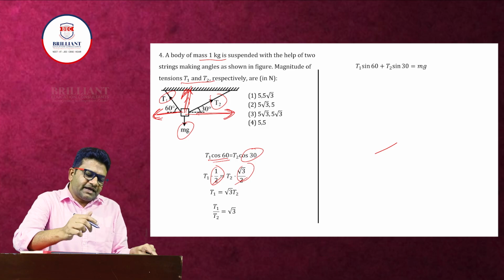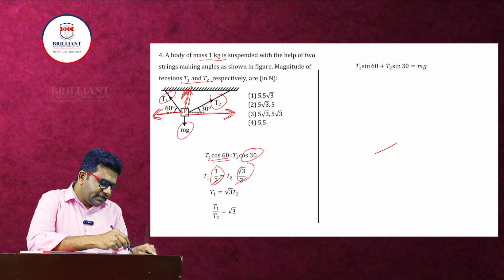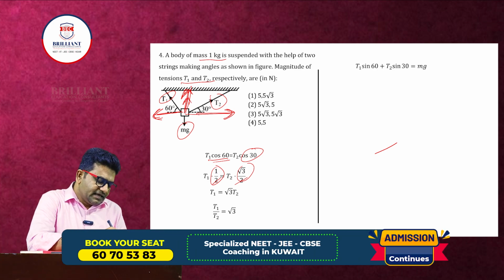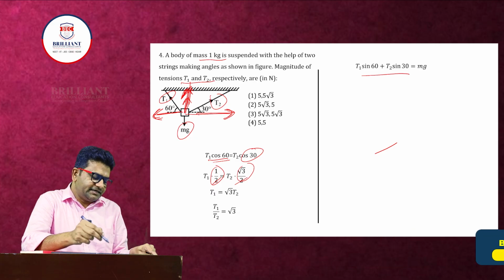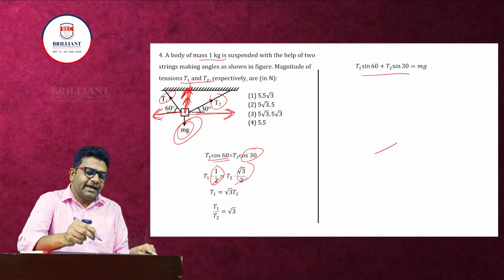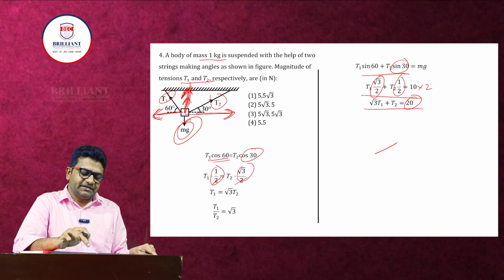Then T1 sin 60 plus T2 sin 30. So in the vertical direction we are solving, this is T1 sin 60, and here it is T2 sin 30. T1 sin 60 plus T2 sin 30 is equal to the weight, mg. The value of sin 60 is root 3 by 2, and sin 30 is 1 by 2. So T1 into root 3 by 2 plus T2 into 1 by 2 is equal to 10, and multiplying this by 2, we get 20. So root 3 T1 plus T2 is equal to 20.